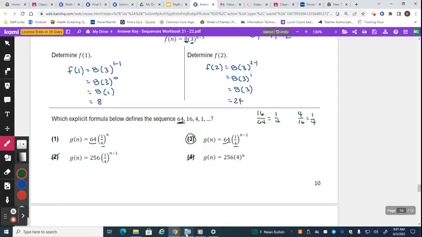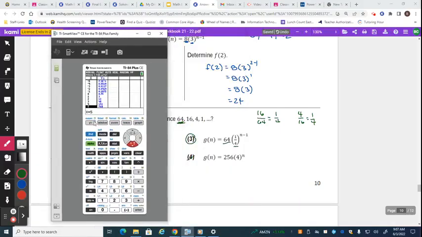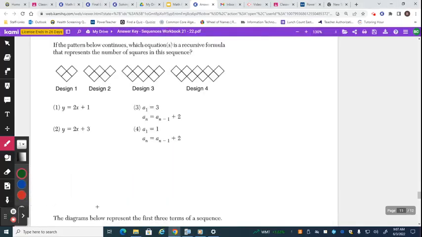But as always, I would recommend going to your calculator and just making sure. So if I type in 64 times 1/4 to the x minus 1, first term is 64, 16, 4, 1, and so on. All right, so on the next 2 pages, there's some questions about sequences. I want you to try to answer those questions, all right, and then restart the video and check your answers.